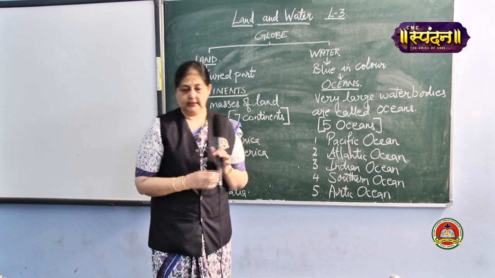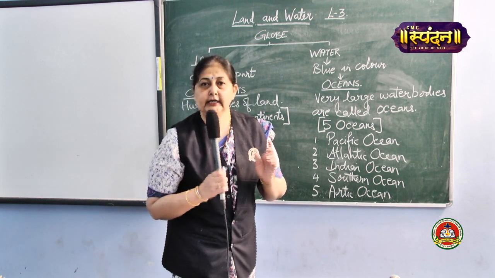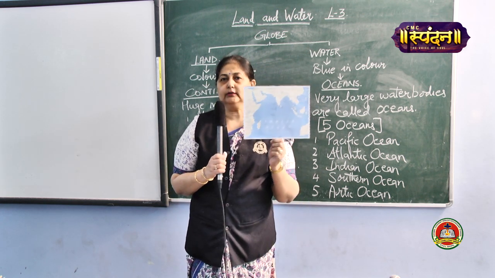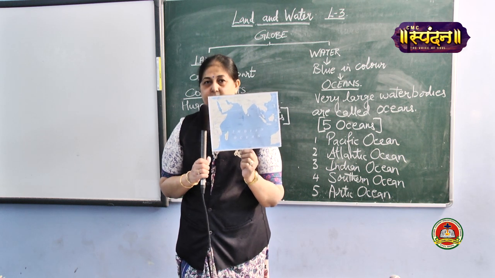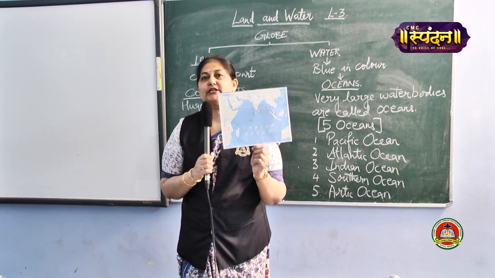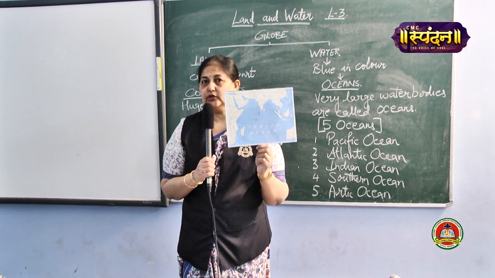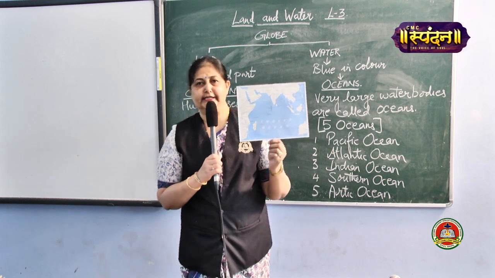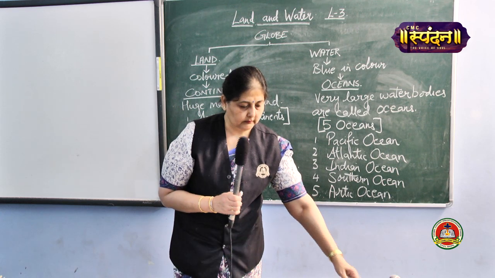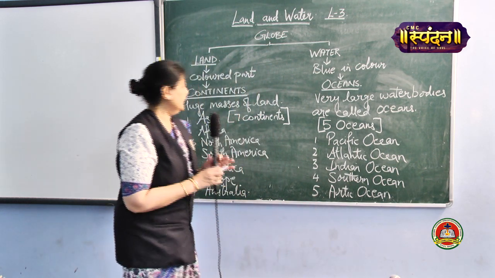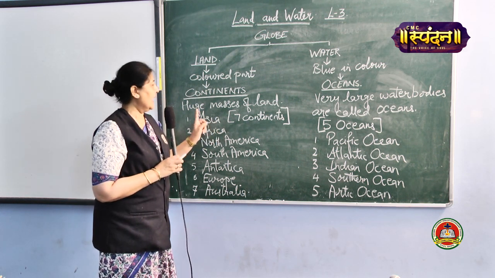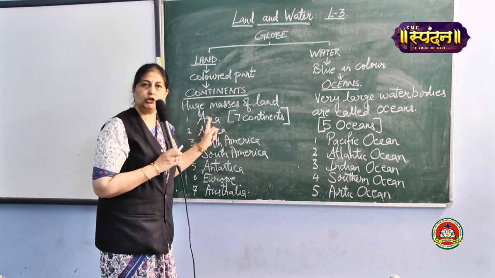Now children, India is the only country which has an ocean by its name. Can you see? Indian Ocean. It is the only country in the world which has an ocean by its name. Indian Ocean, which is right under India. Right under India. Can you see it? Yes. Now children, India happens to be in the continent called Asia. And Asia is the largest continent.